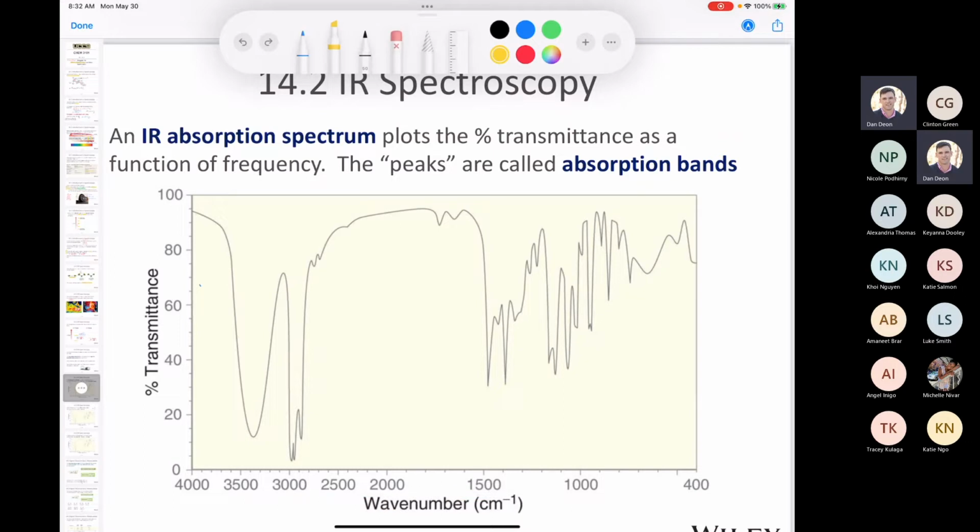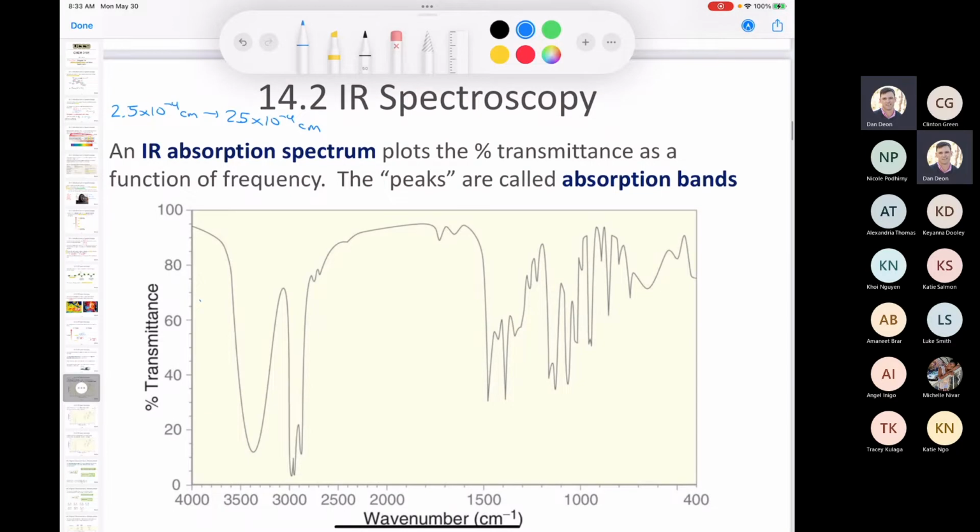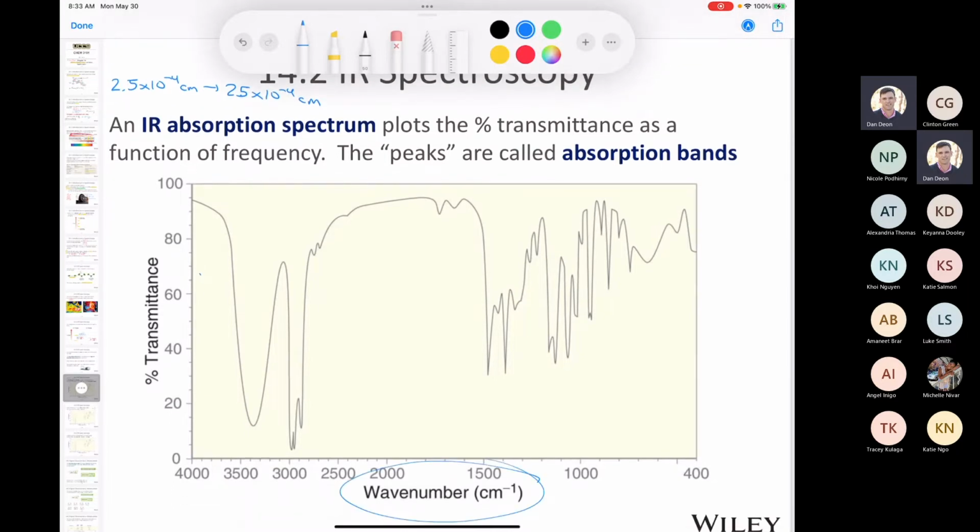And I brought up the wavelength of light in centimeters a few minutes ago. If you remember, I told you that the wavelengths of light that we're interested in this class is 2.5 times 10 to the negative 4 centimeters to 25 times 10 to the negative 4 centimeters. But you don't see wavelength down here, you see wave number. And this is a standard that we use throughout the scientific community. We always use wave numbers, and the wave numbers range from 4,000 reciprocal centimeters to 400 reciprocal centimeters.